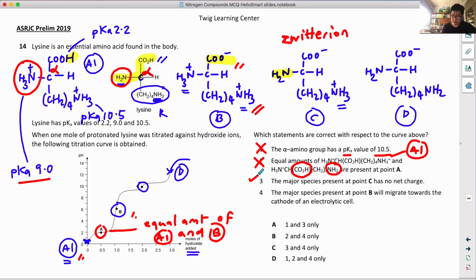The major species present at point B will migrate towards the cathode of an electrolytic cell. So cations will migrate to the cathode. Looking at point B, what's the net charge? There's a plus here, a plus here, and a minus. Can you see that? The net charge is still a plus, so we can take it to be a cation. A cation will migrate towards the cathode, which is the negative electrode. So this is definitely correct. The answer is C for this question. Lysine questions are quite popular.